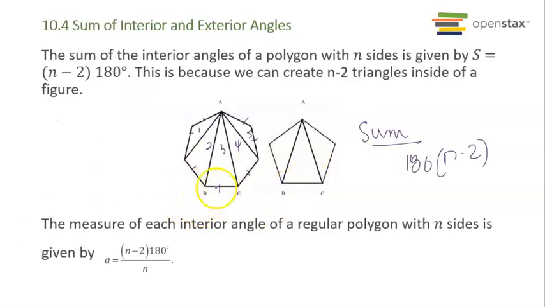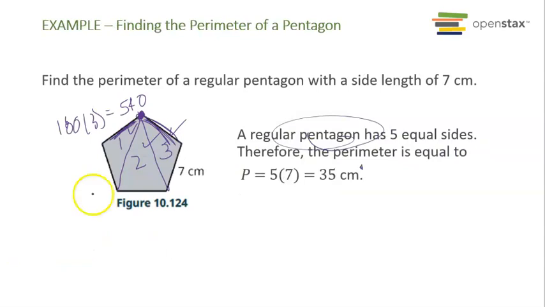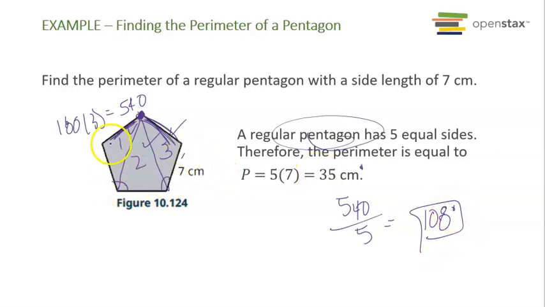So now if I want to find out what each one of these little angles is in here, I just have to divide by however many I had. So this was 540 divided by 5. 108. So each one of these angles right here would be 108 degrees.